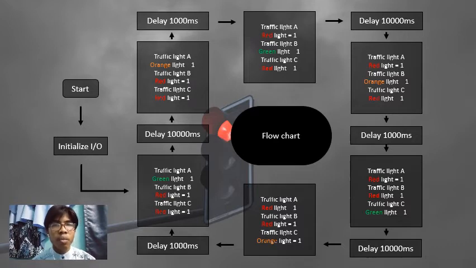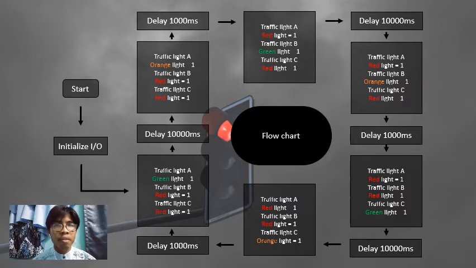For the second sequence, for traffic light A only the orange light will be high, and for traffic light B and C only the red light will be high. For the third sequence, only the orange light on traffic light B will be high, and for traffic light A and C only the red light will be high. For our fourth sequence, only the green light for traffic light B will be high, and for traffic light A and C only the red light will be high.